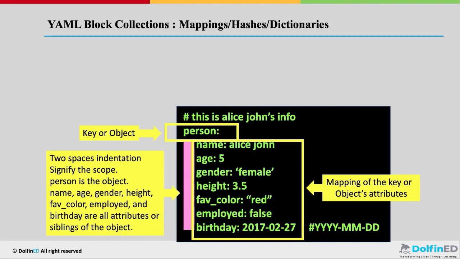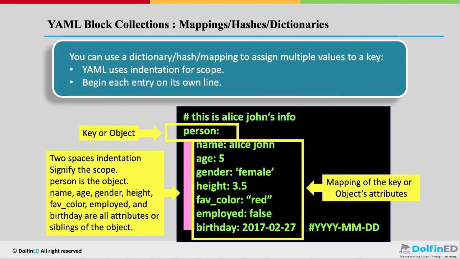Please note that we have two spaces of indentation here to signify the scope. So basically, now all of these are treated as siblings, okay? And all of them are children of the main object. That's why they are equally indented to the right under the object. So we can use dictionary, hash, and mappings to assign multiple values to a key, as we have seen here.